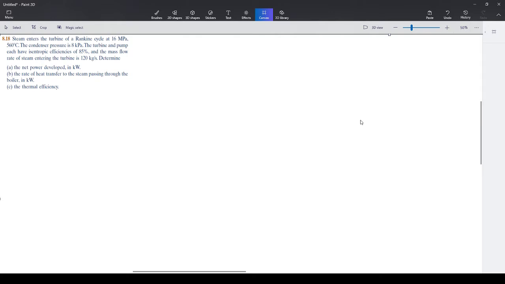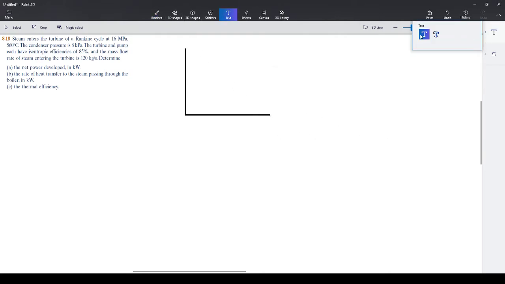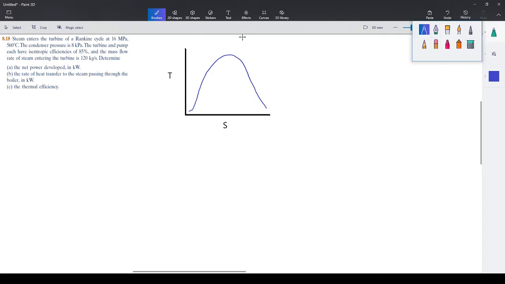So it says, steam enters the turbine of a Rankine cycle at 16 megapascals. So the first thing I'm going to do is draw the TS diagram. See if I can get this working. Right, so TS diagram. This might be another bad drawing, but, you know. So, this is our TS diagram. That'll be the first thing we'll work on as we move through this question.